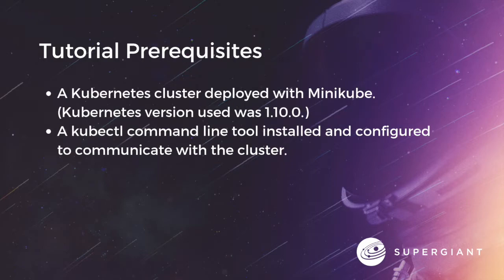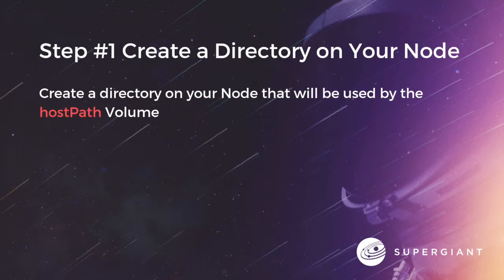To complete this example, we use the following prerequisites: a Kubernetes cluster deployed with Minikube, and a kubectl command line tool installed and configured to communicate with the cluster. First, let's create a directory on your node that will be used by the host path volume. This directory will be a web root of Apache HTTP server. You need to open a shell to the node in the cluster. Since you are using Minikube, open a shell by running minikube ssh.